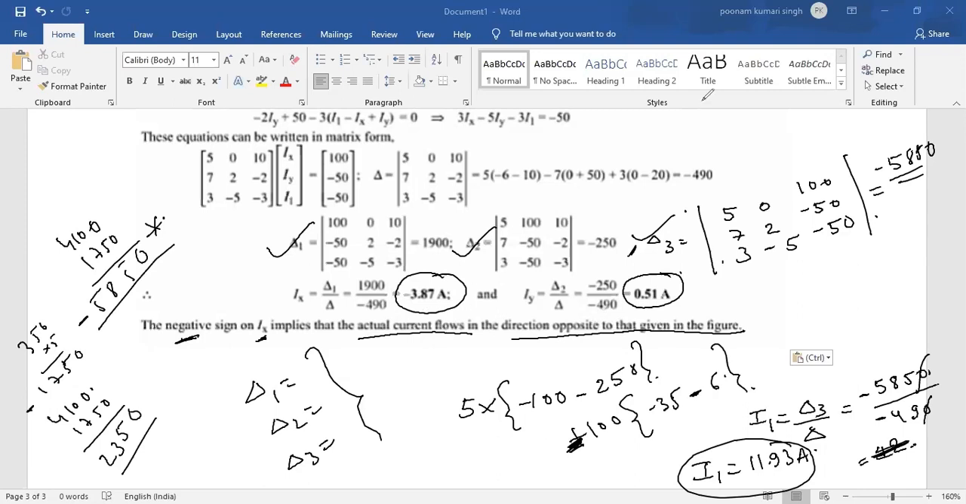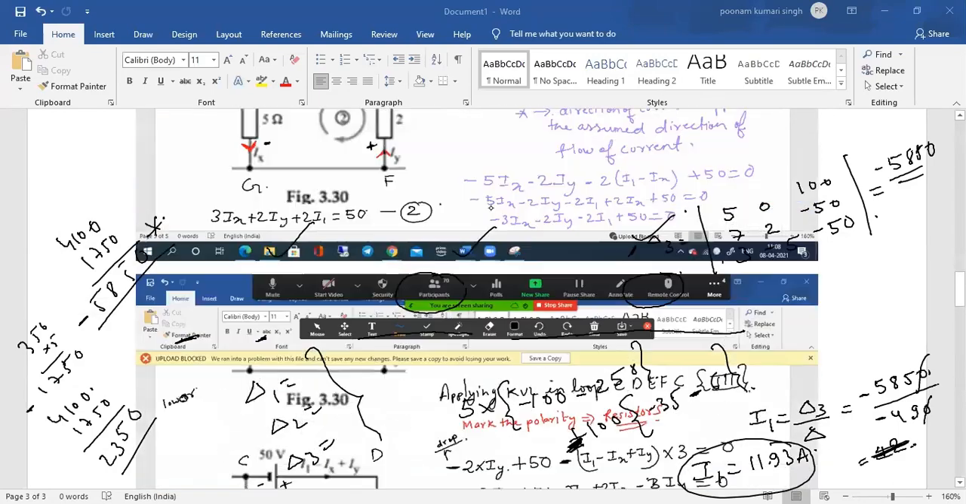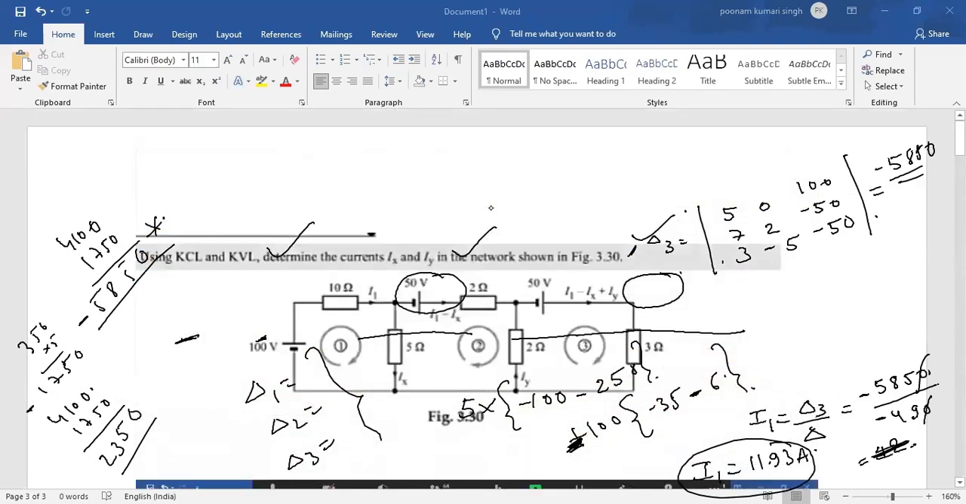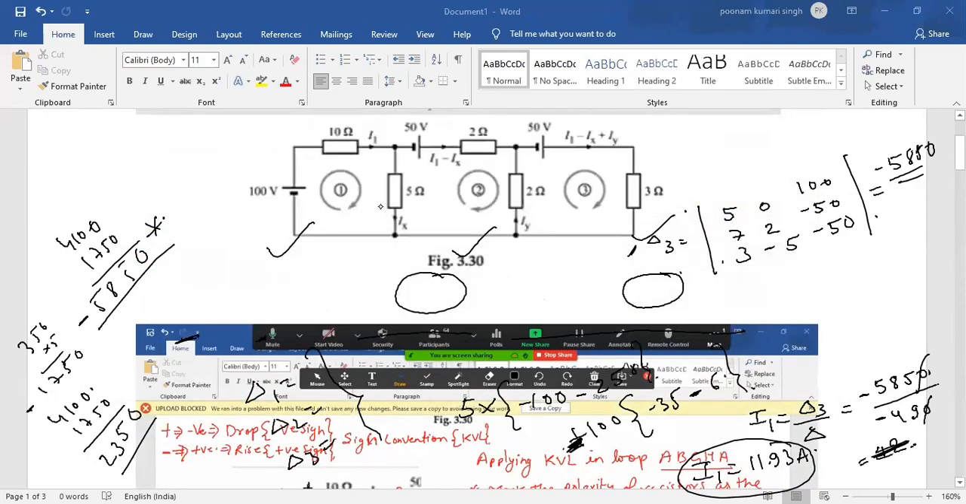If I'm getting Ix value as minus 3.87, that means if this is my circuit diagram, you can see that Ix is going downwards. So this value I am getting, as it is going downwards, is minus 3.8 something. So what does this mean? That means if I replace this direction and write it like this, then I can write Ix as plus 3.8.